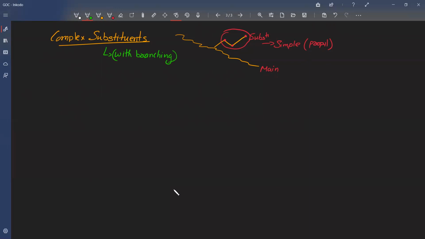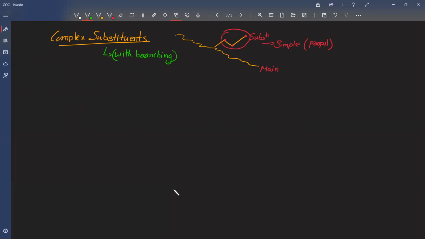As you will name any alkane with branches, how do you name them? The same technique has to be used with the substituents as well, which themselves have branches. And in that case, only one difference is what? Instead of alkane in the end, you will have to write alkyl. Only that will be the difference.